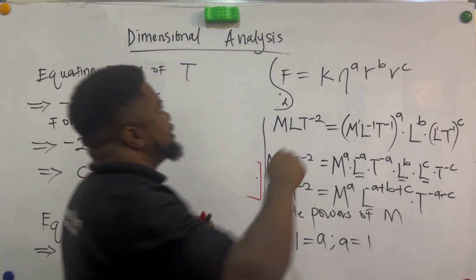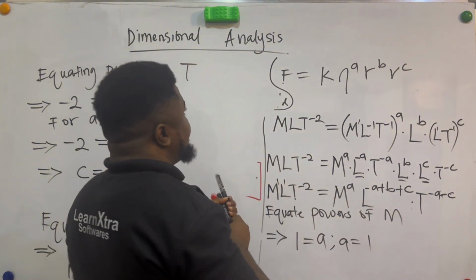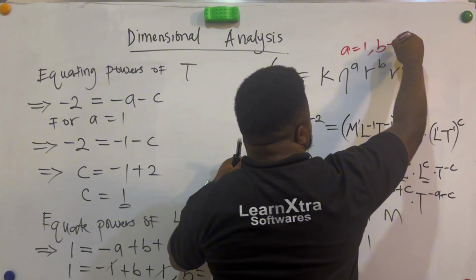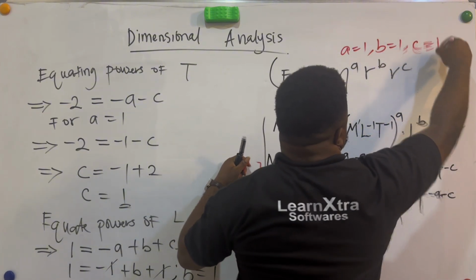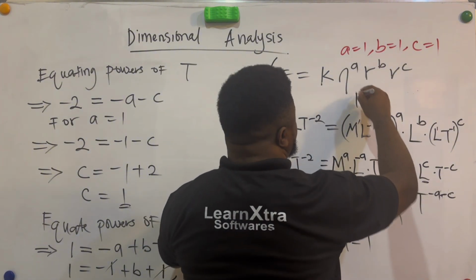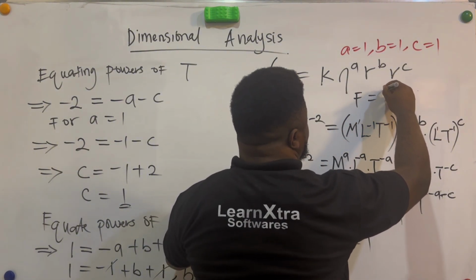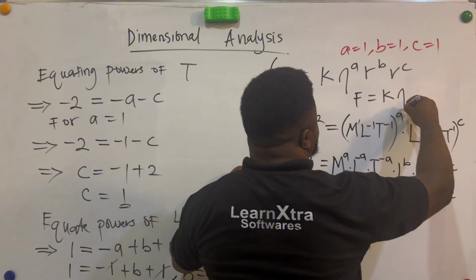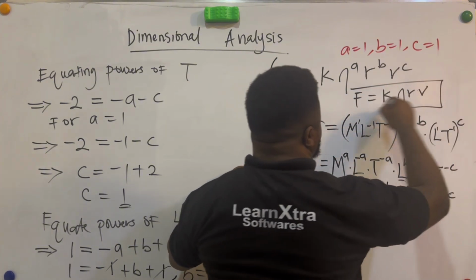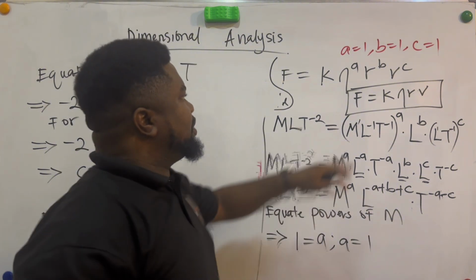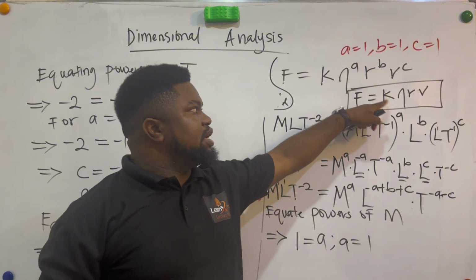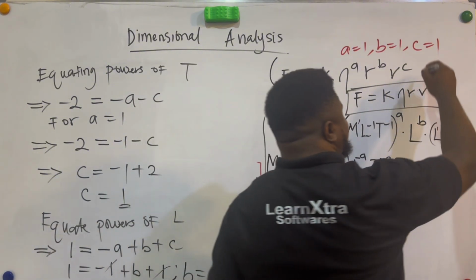So our A is equal to 1, B is equal to 1, and C is equal to 1. That means that F is equal to K eta R V. Yes, that's the formula. This formula is called the Stokes law. From experiments, K is equal to 6 pi.